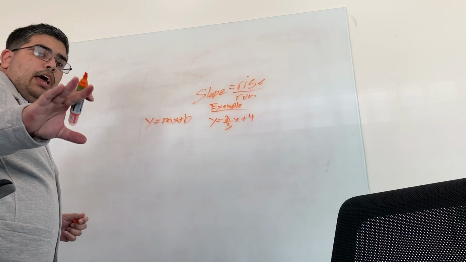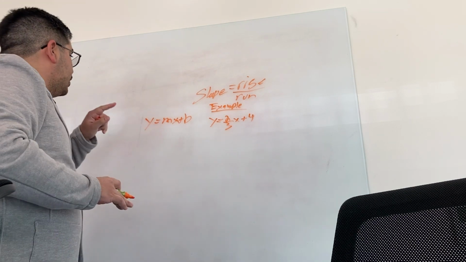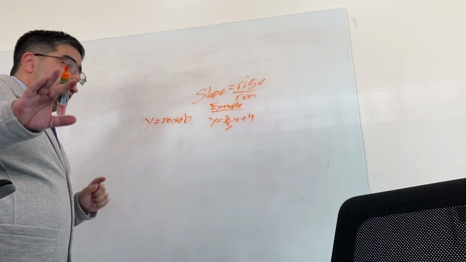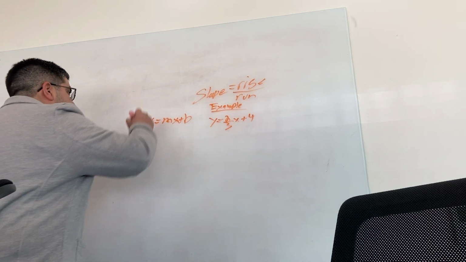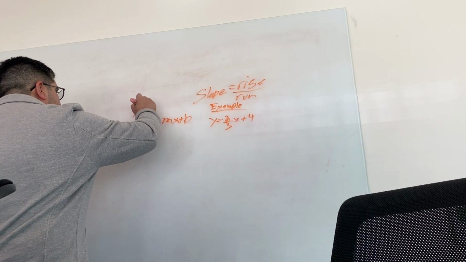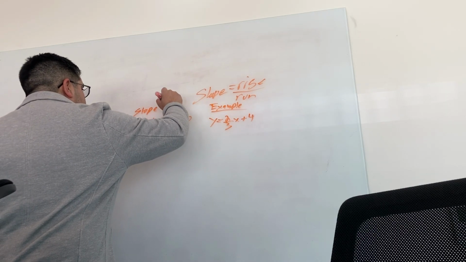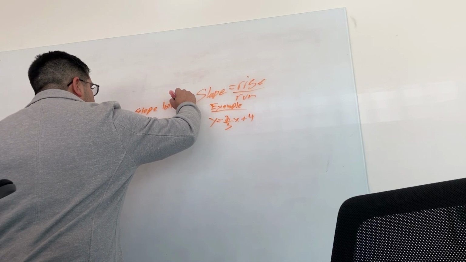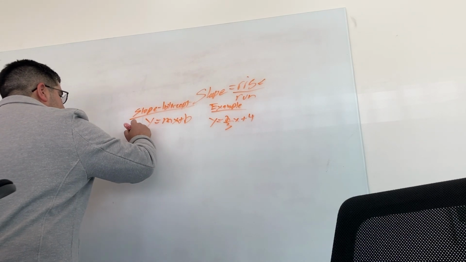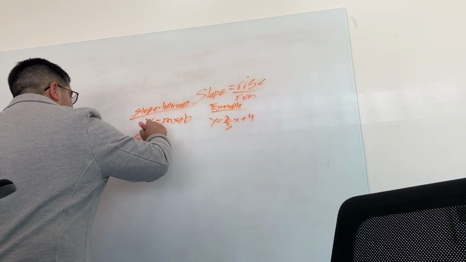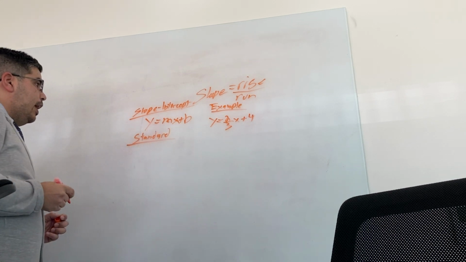Next form of a line. These are all lines. If it has two variables, then it can be a line equation. The next form of a line is standard form. So this is slope-intercept form. Next we have standard form for a line.